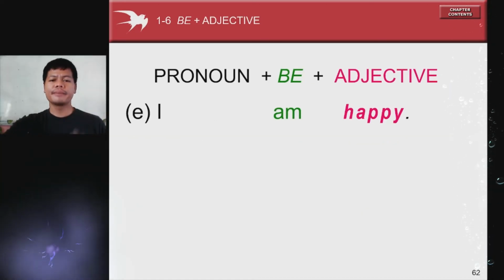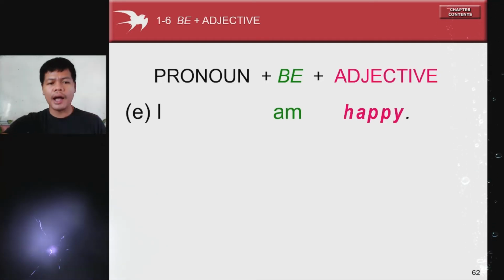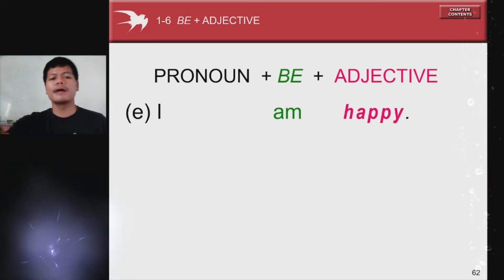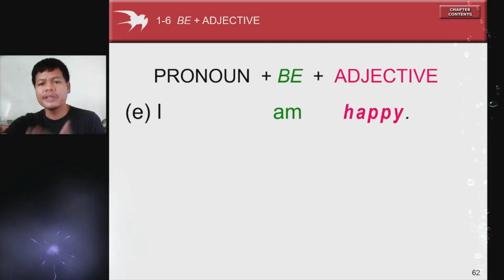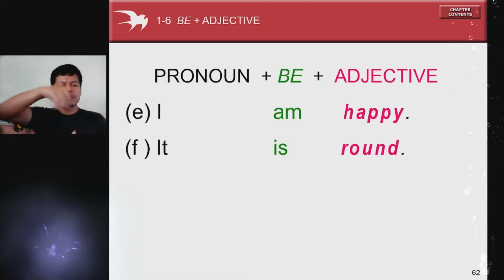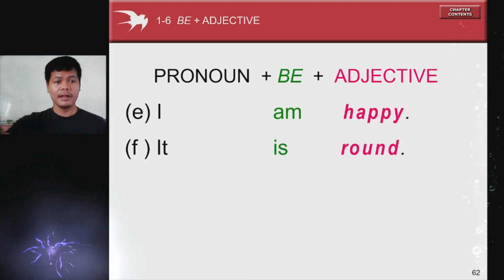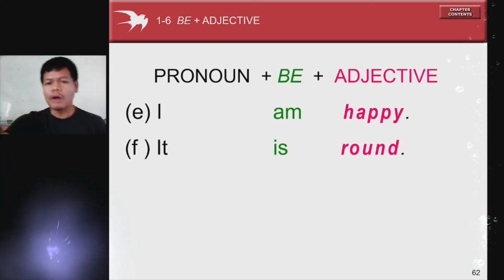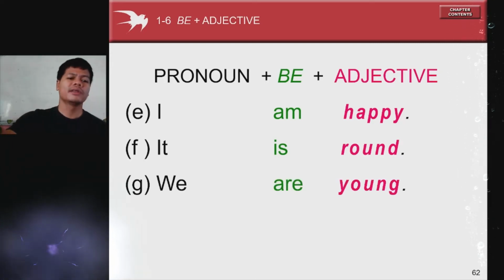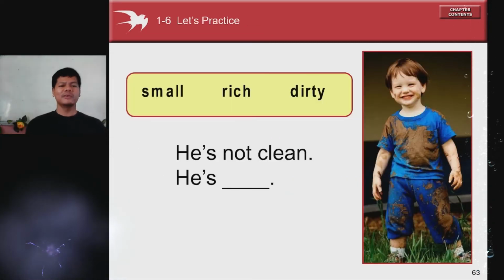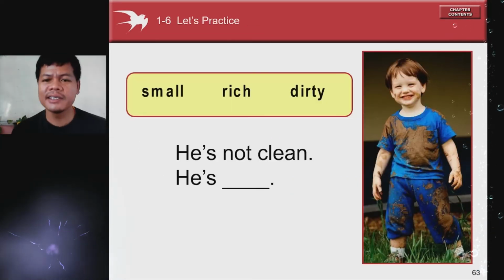Pronoun, be, adjective. I am happy. Okay. I is a pronoun, am is be, and happy is an adjective. It is round. Is it round? Okay. It is a pronoun, is is be, round is an adjective. Okay. We are young. Oh, let's practice.